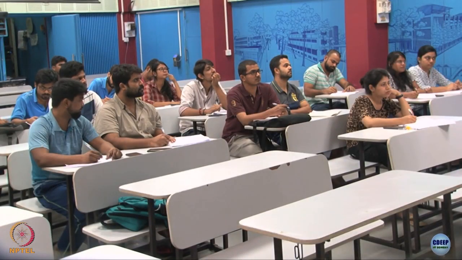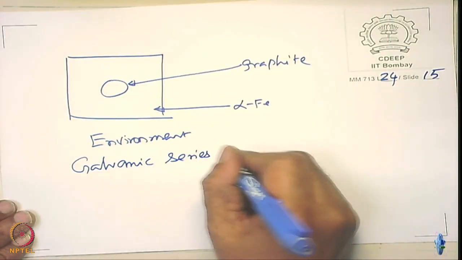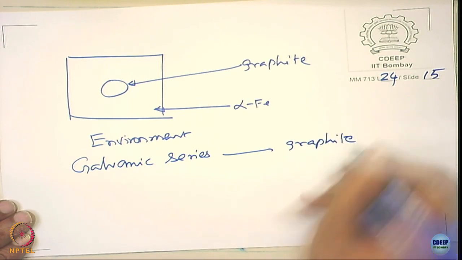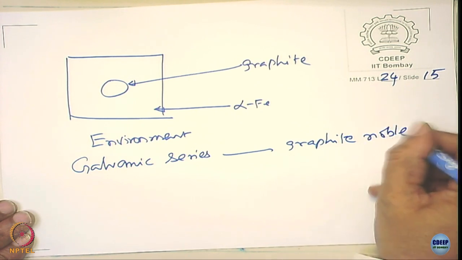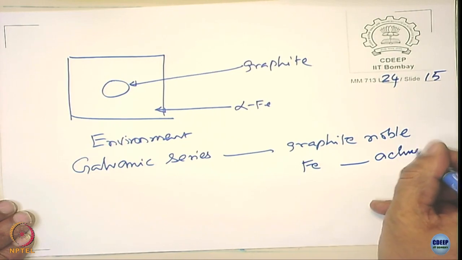The iron will dissolve preferentially. Why does it happen? Yeah. So, graphite is noble. If you look at the galvanic series, I hope you will be able to recollect the galvanic series we have shown before. Graphite is noble, iron is active.